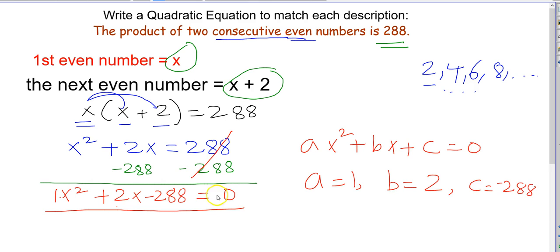Further, if you want to know what are those two even numbers, what is this x and what is that x plus 2, you can solve it by finding the factors or by using the quadratic formula.